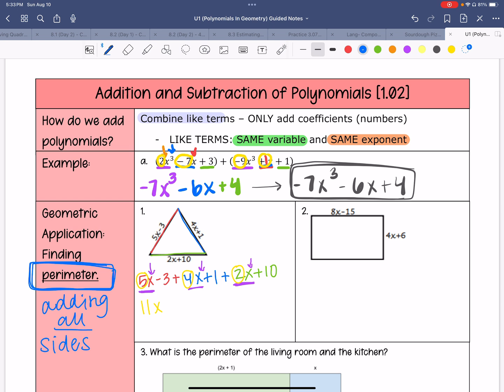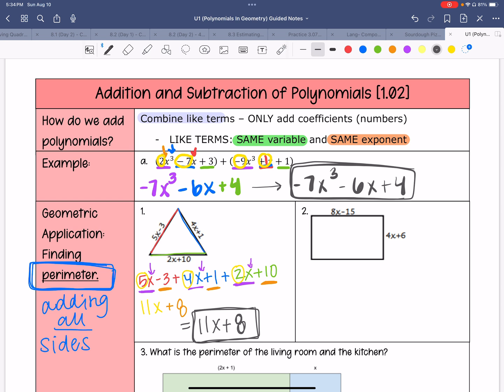The next term that I see is this minus 3 right here, or this negative 3. And notice it does not have a variable, so again, it is a constant. So negative 3, I have another constant that's a positive 1, and I also have a positive 10 as a constant. So I have negative 3 plus 1 plus 10, which is going to give me a positive 8. Again, we always want to make sure that our answer is in standard form, and this is, so 11x plus 8 would be our final answer.